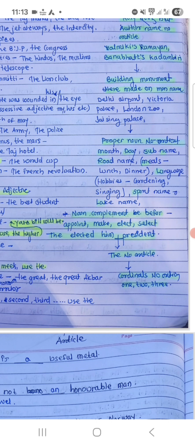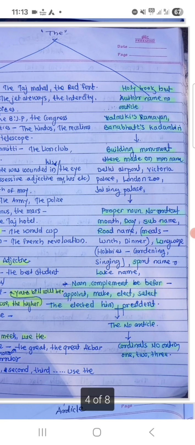Ordinals means first, second, third, fourth, but cardinals means the numbers 1, 2, 3, 4, so no article. So let's see where there is no article. No article here: buildings made on a man's name, I already told you, so no article. Next, proper nouns: no article. Month, day, subject name, road name. Meal: lunch, dinner, no article. Language: no article. Hobbies: reading, singing. Sport name, lake name: no article.